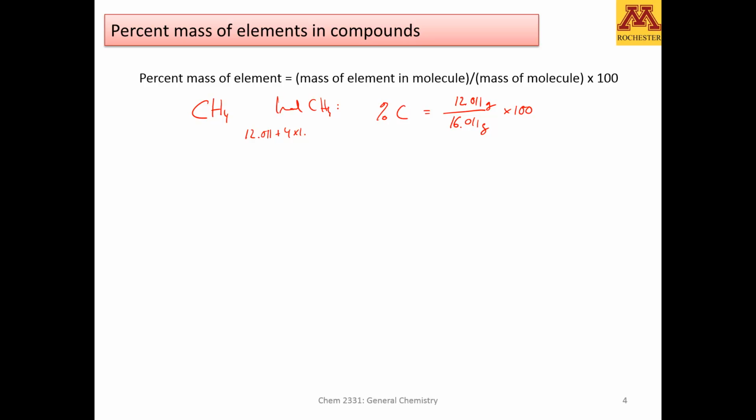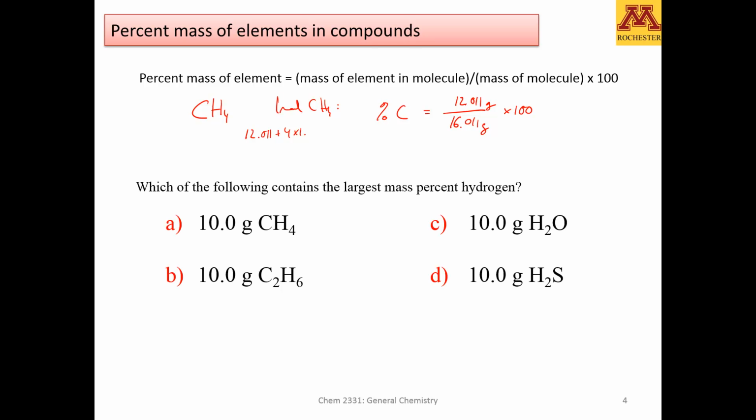Let's do an exercise. So here you have a question, and it's asking which of the following compounds contains the largest mass percent of hydrogen. Notice that it's trying to confuse you here, because this property, the percent mass of the element in a compound, is intrinsic to the molecule, so it does not matter what the mass is. These 10 grams could be 100, could be 20, we are not going to use this.